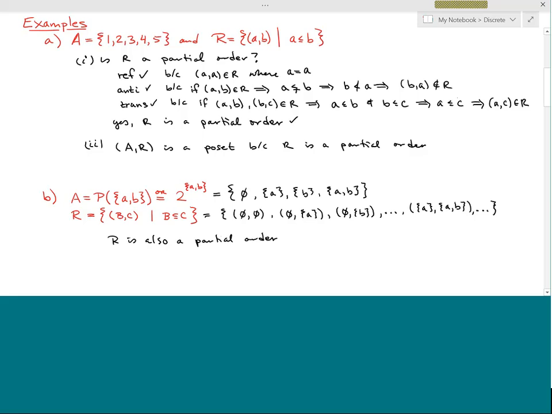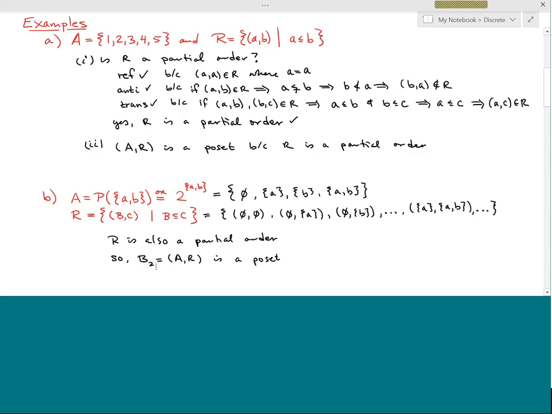So this means that A comma R is a poset. And this guy actually is fancy. It has its own name. This guy is actually by name B2. I don't care if you remember that part or not, but I'm just giving you what those names are.